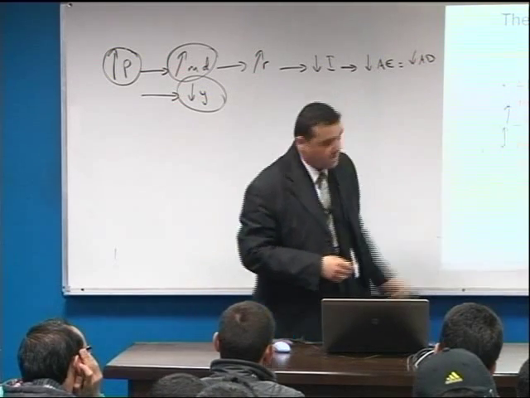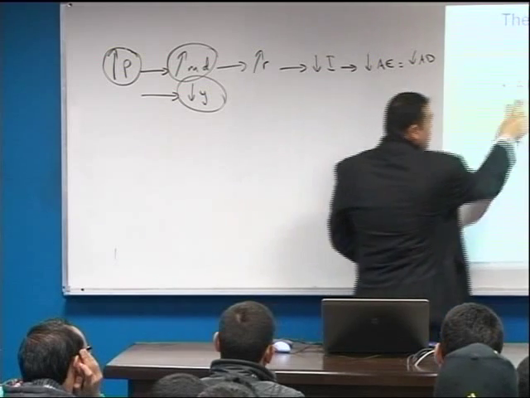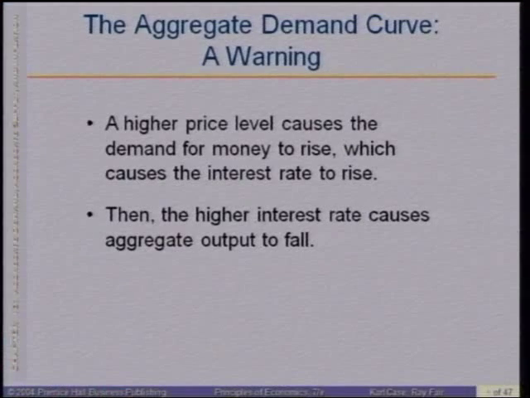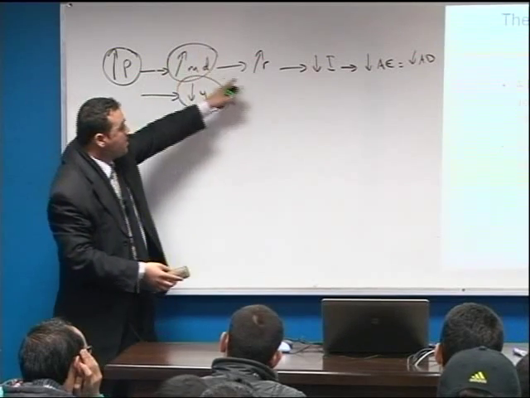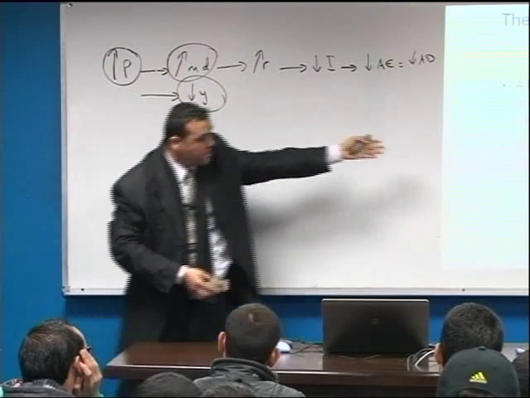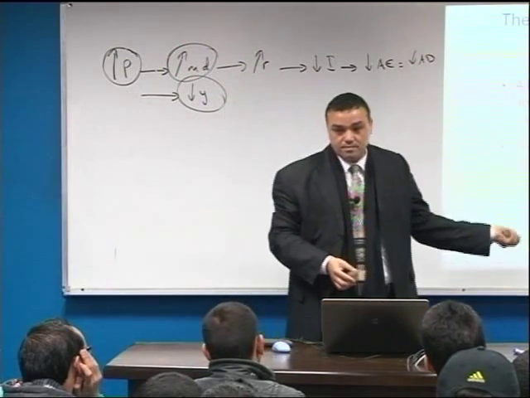As you see here, the higher price causes the demand for money. Higher prices cause the money demand to increase, then the interest rate to increase. This is the slide. Okay?